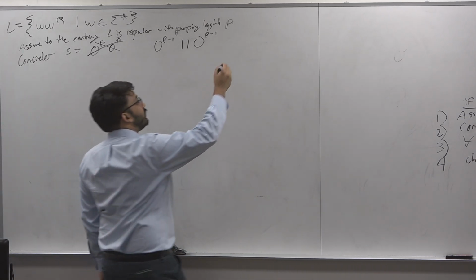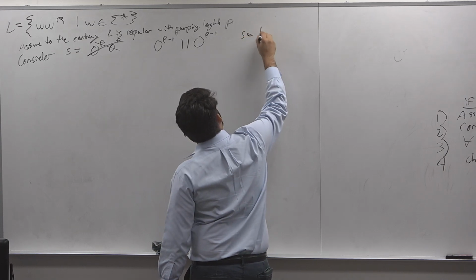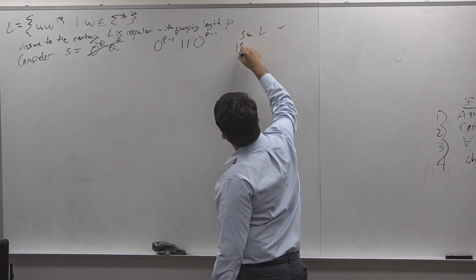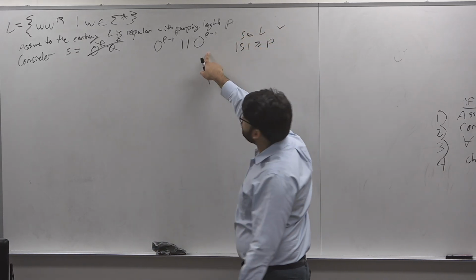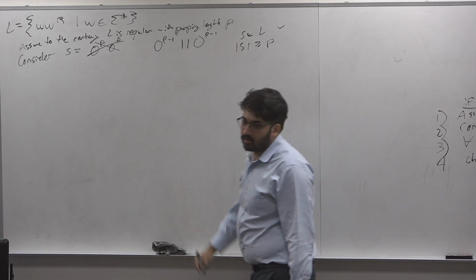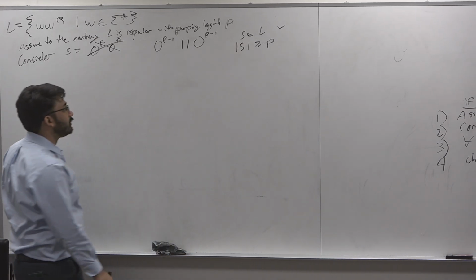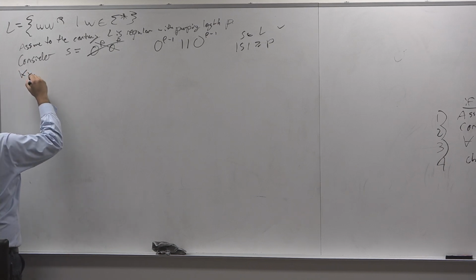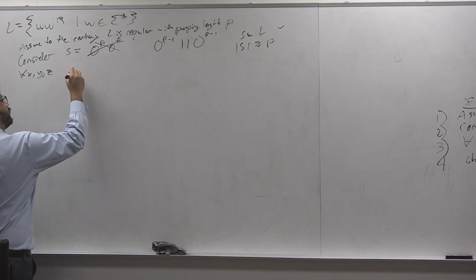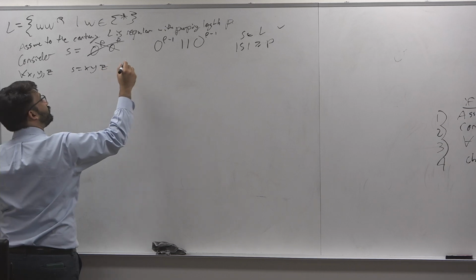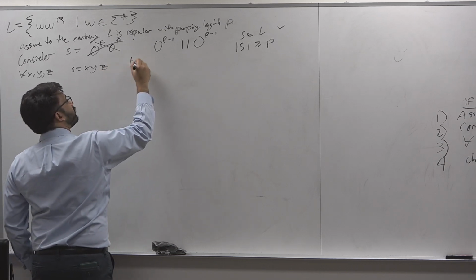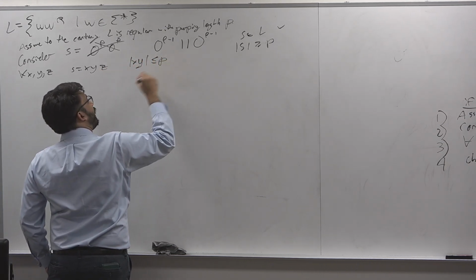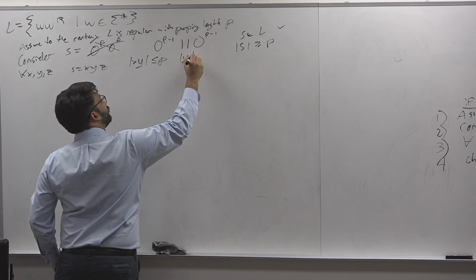Notice that, let's just make our sanity checks. Is S an element of L? Yes. Is the length of S greater than or equal to P? The length of S here is 2P, so in fact that does work. All right. Consider for all x, y, z such that S is equal to xyz, subject to the length of xy is less than or equal to P, and the length of y exceeds 0.